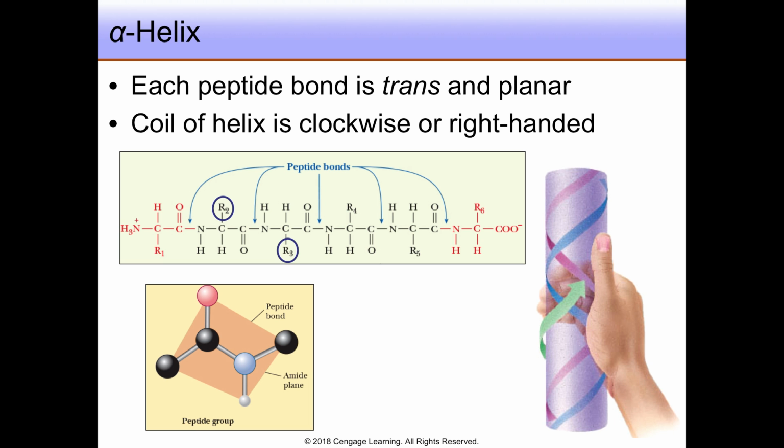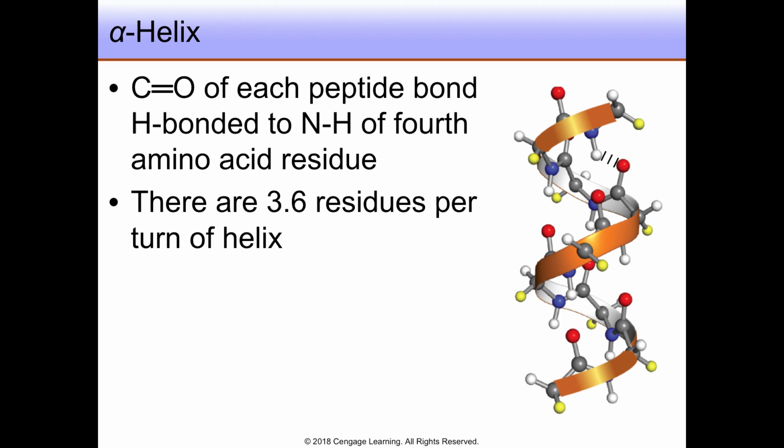As we review the primary sequence of a peptide, we can see that the R groups are in a trans conformation. The coil of an alpha helix is clockwise or right-handed. That is, if we place our thumb pointing toward the C terminal up, the fingers wrap themselves in the same direction as the helical coil.